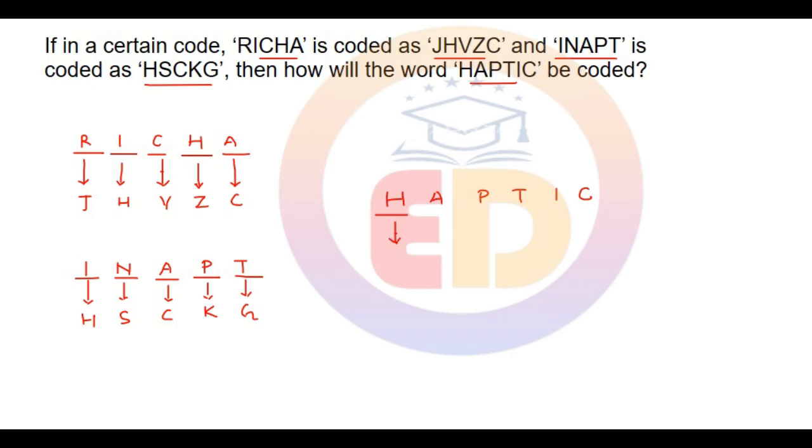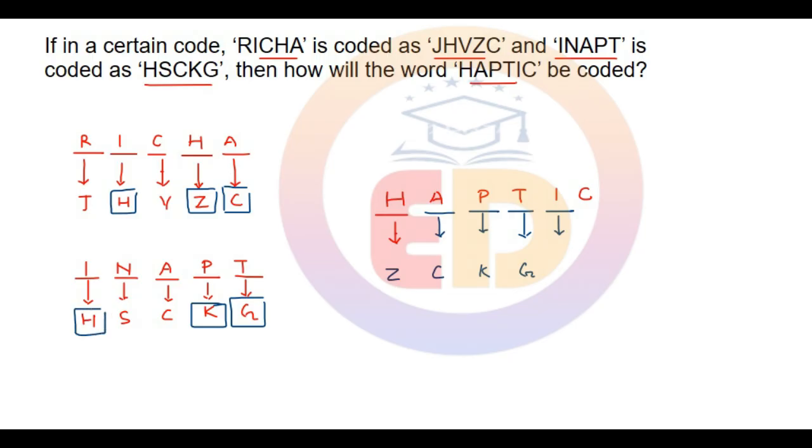H is coded as the alphabet Z. A is coded as alphabet C. P is coded as alphabet K. T is coded as alphabet G. I is coded as alphabet H. In both the cases it is alphabet H. And C is coded as alphabet V. So our code for HAPTIC will be Z, C, K, G, H, V. This is an example of direct or substitution coding from letter to letter.